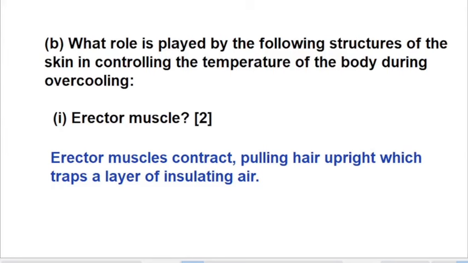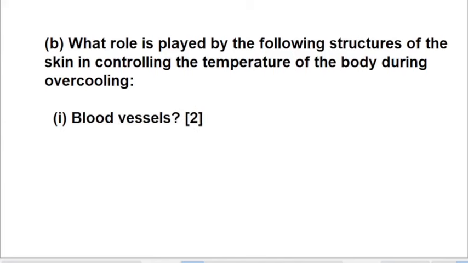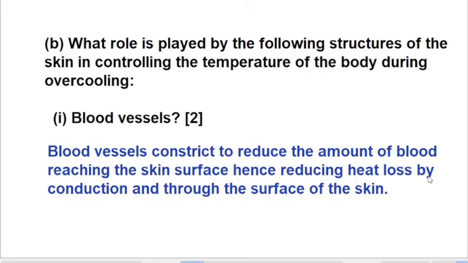We now move on to another part, which is the blood vessels. What role is being played by the blood vessels in controlling the temperature of the body during overcooling? The blood vessels constrict to reduce the amount of blood reaching the skin surface. Once they do this, they reduce heat loss by conduction through the surface of the skin.